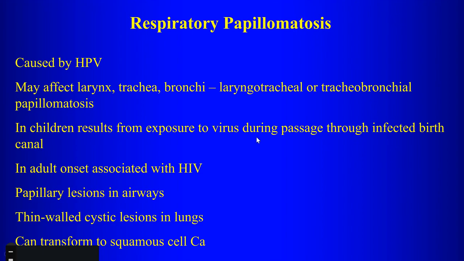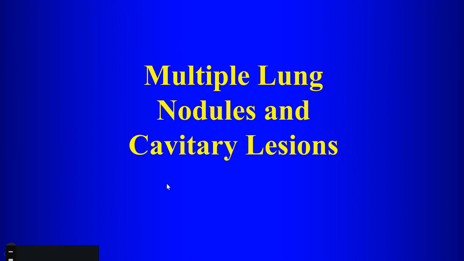It can also occur in children, from exposure to virus during passage through an infected birth canal. So babies and infants can also develop respiratory papillomatosis. In adults, though, it's associated with HIV. And remember, transformation to squamous cell cancer. All right. So that is our discussion of multiple lung nodules and cavitary lesions.